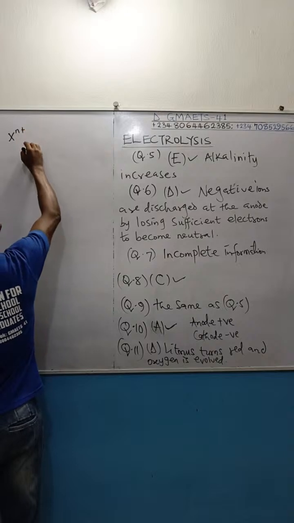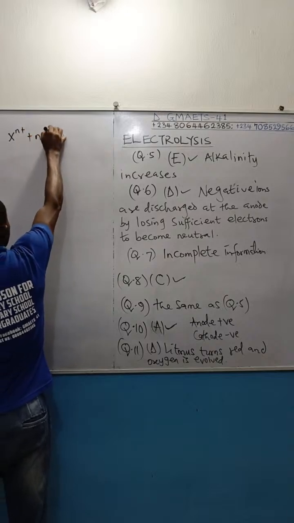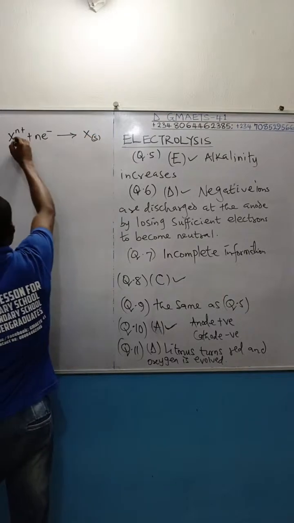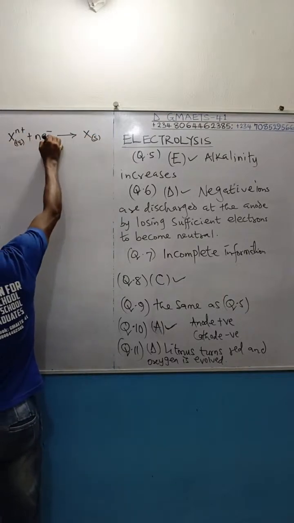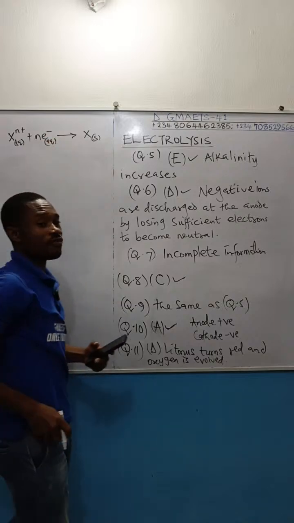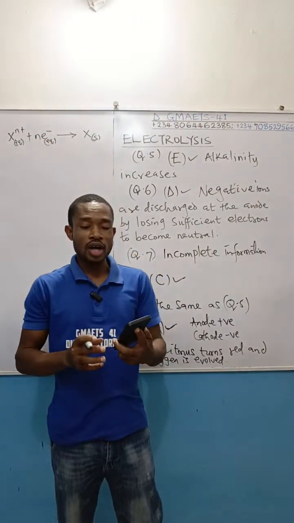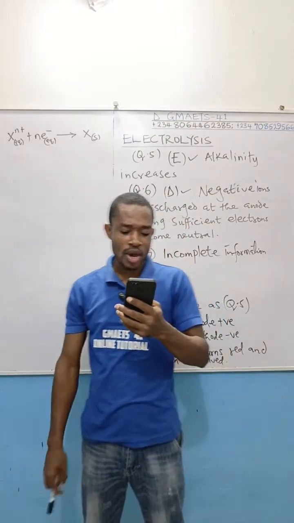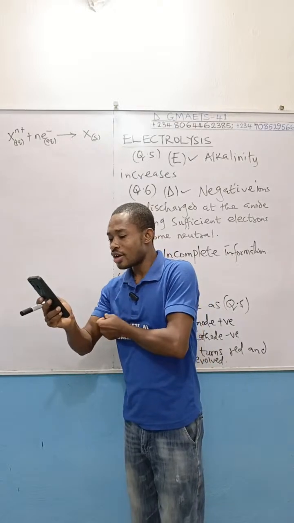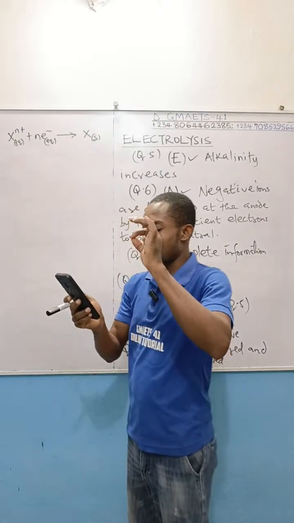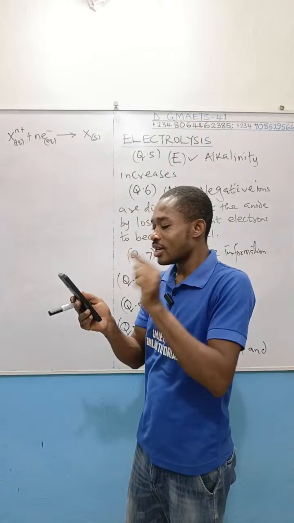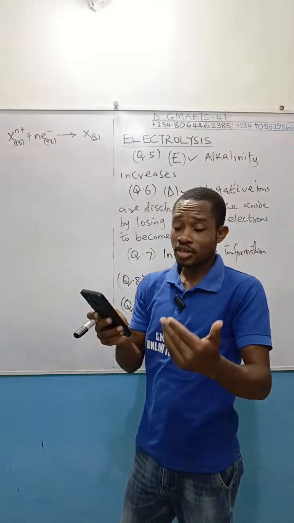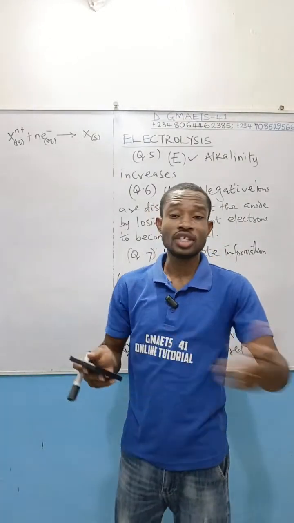So here we don't know the valency of the metal. Let me use X^n+. It's going to receive n electrons and be deposited as a metal. So this is what we expect. We're trying to find out the valency of that metal. Now let's look at what we have here. We are told that 0.01 mole of the metal was deposited when you passed 9,650 coulomb of electricity through the solution.